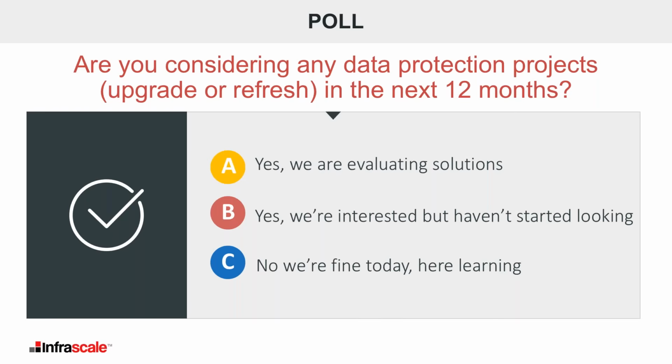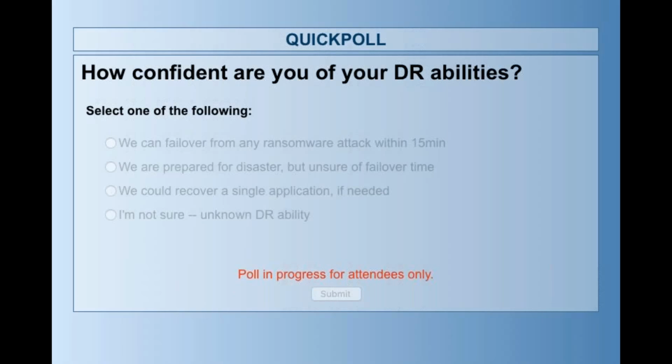Okay. With that, I have one more quick poll for you guys. So you've heard from me, and now I want to hear a little bit from you. So asking, how confident are you of your DR abilities? A, we can fail over from any disaster within 15 minutes. B, we're prepared for disaster, but unsure of the failover time. C, we could recover a single application if needed. And then D is, I'm not sure, unknown DR ability.